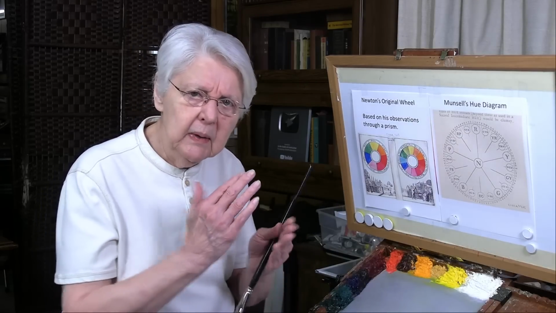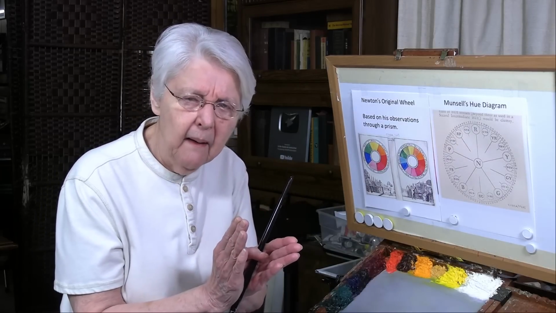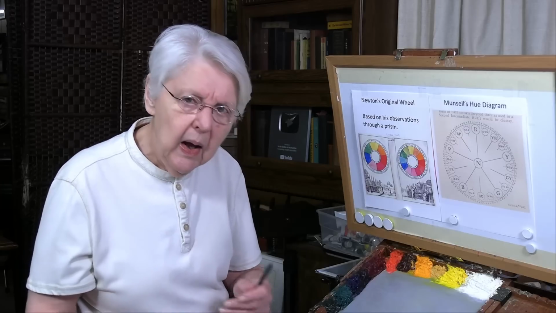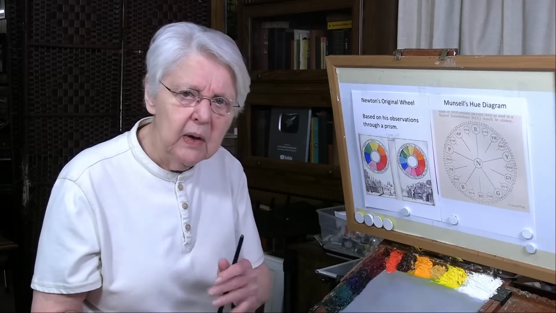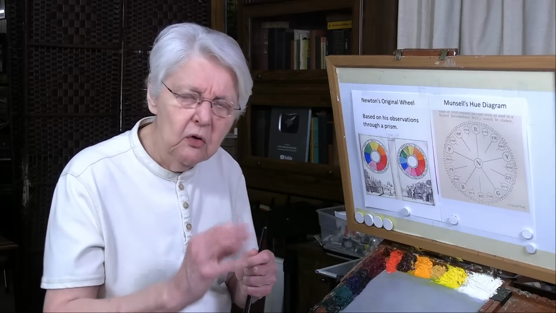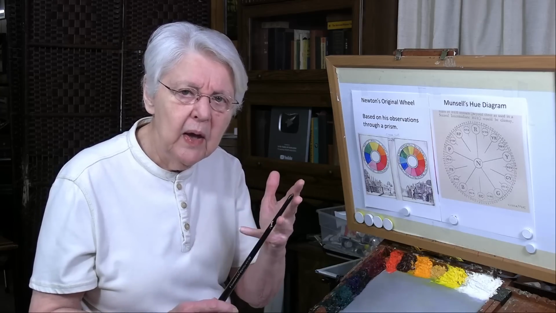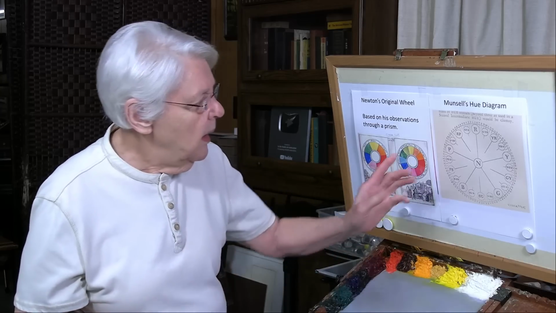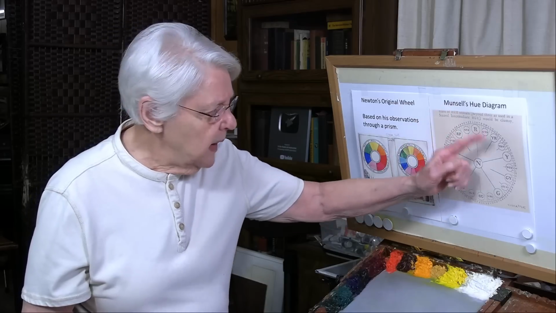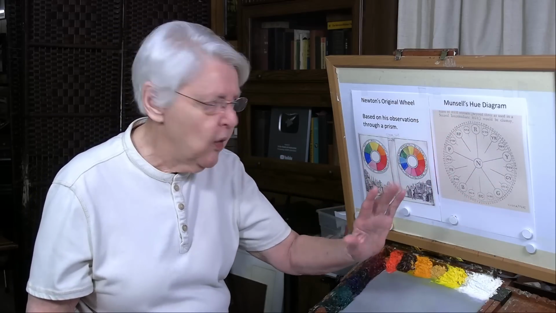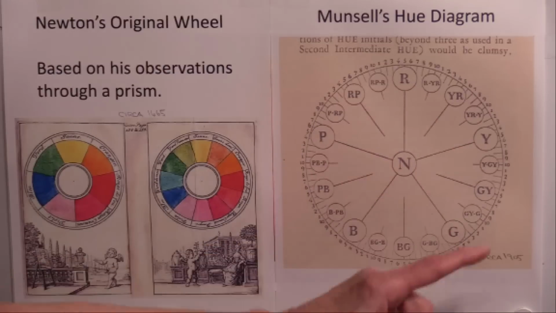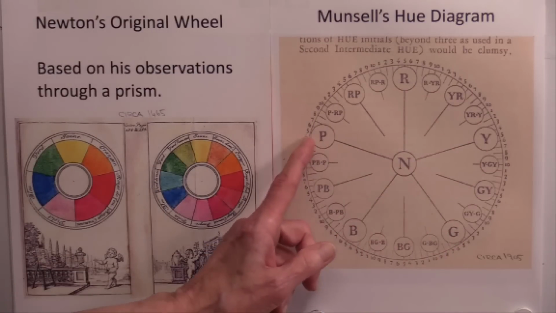And then right there we have to compare the two systems. One comparison is that the traditional wheel is based on 3 primaries, red, yellow, and blue. Munsell developed a system where there are 5 primaries, red, yellow, green, blue, and purple.